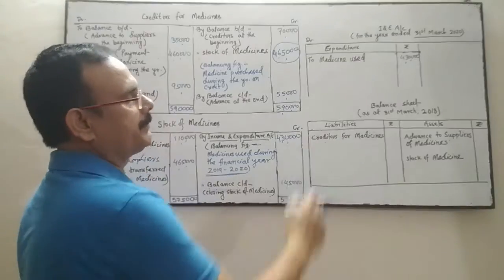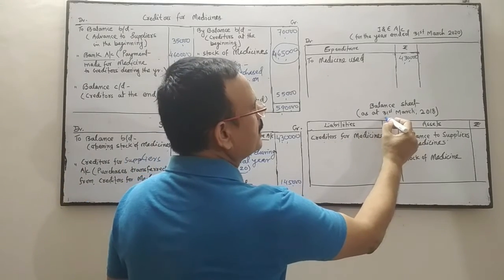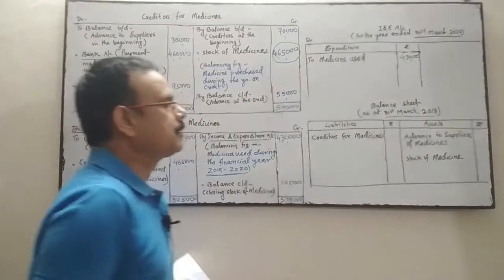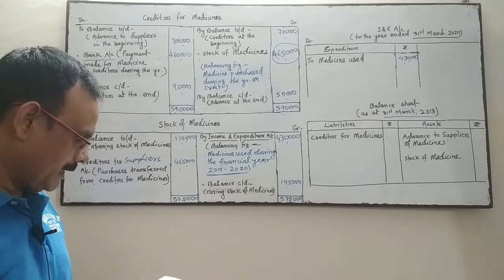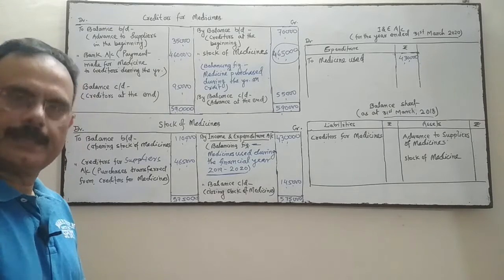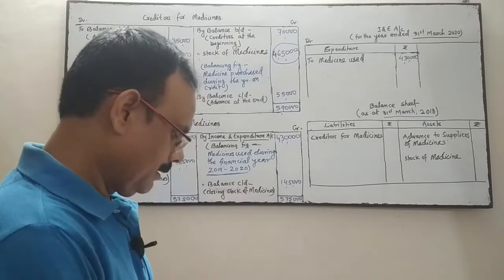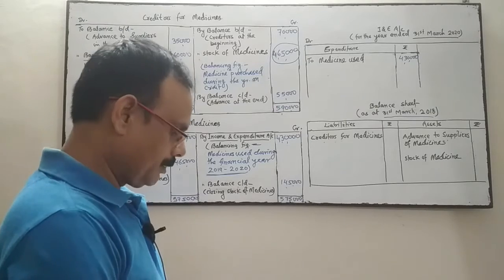Now come to the balance sheet. I'm going to prepare the balance sheet of the last year, 31st March 2018. So I'm going to take all the assets and liabilities of the last year. You see the column of the previous year, the 31st March 2018 column.